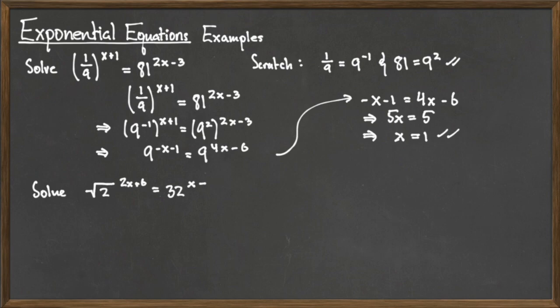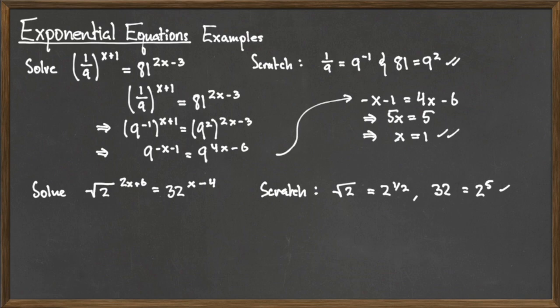For our last example, look at the square root of 2 raised to the 2x plus 6 equals 32 raised to the x minus 4. Take a moment to pause the video and ponder what the common base could be in this example. After we think about it for a bit, we'll find that the common base is going to be 2. I can rewrite the square root of 2 as 2 to the 1/2 and 32 as 2 to the 5th power. So I can go ahead and make these replacements.